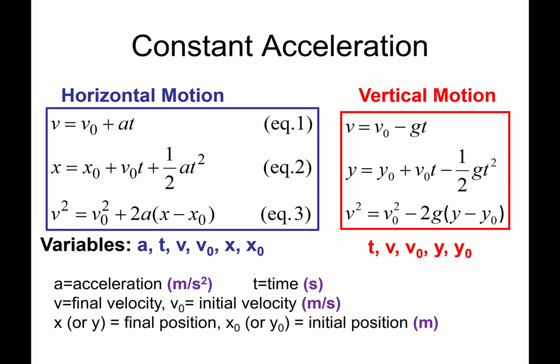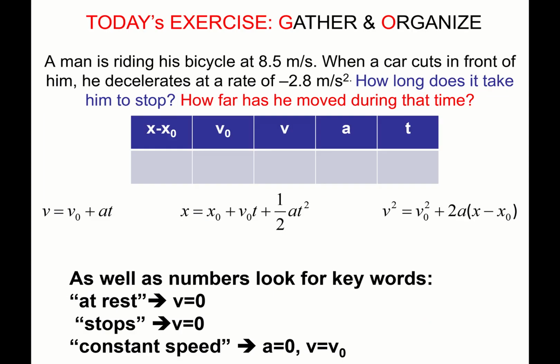Okay, so let's look at some problems and see how we would set it up. Today we're just going to do the G and the O steps, and next time we'll do the A and the L steps. All right, so here's the word problem. A man is riding his bicycle at 8.5 meters per second. When a car cuts in front of him, he decelerates, which means he slows down at a rate of minus 2.8 meters per second squared. How long does it take him to stop? And how far has he moved during that time?